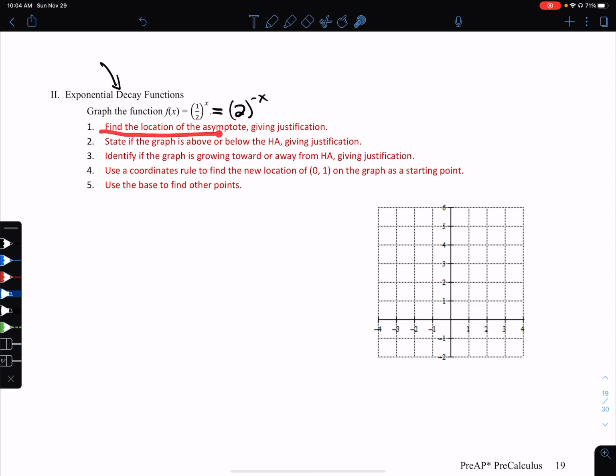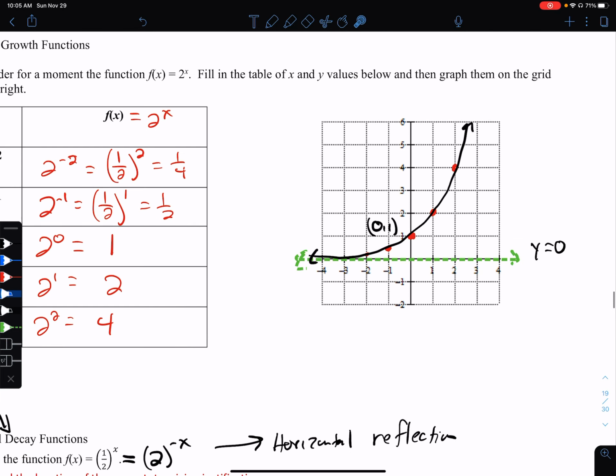So the only thing that's happening here is this is going to have a horizontal reflection. It has a horizontal reflection because we are multiplying the inside by a negative number. So if we just go back and look at this graph, a horizontal reflection is going to look something like this. This is how the new graph is going to look. So this graph here was reflected horizontally about that vertical axis.